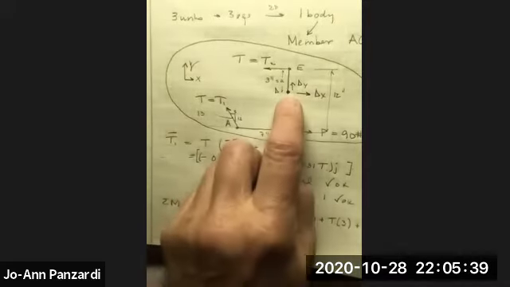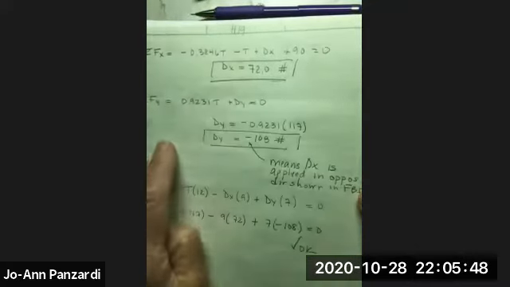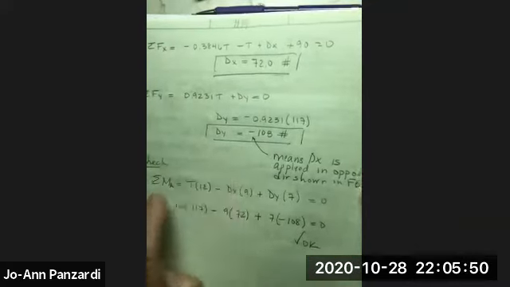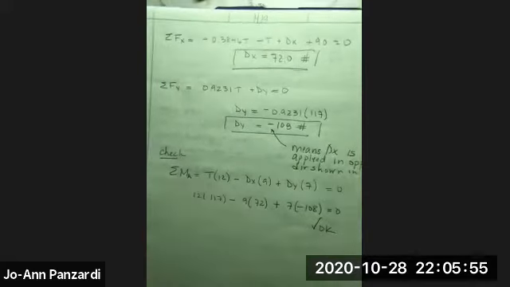I chose to do the sum of the moments about D because then I could solve for T. And then I did the sum of the forces in the X and I got dx, and I did the sum of the forces in the Y and I got dy. And then I did another sum of the moments equation to do a check to make sure that they were all correct.